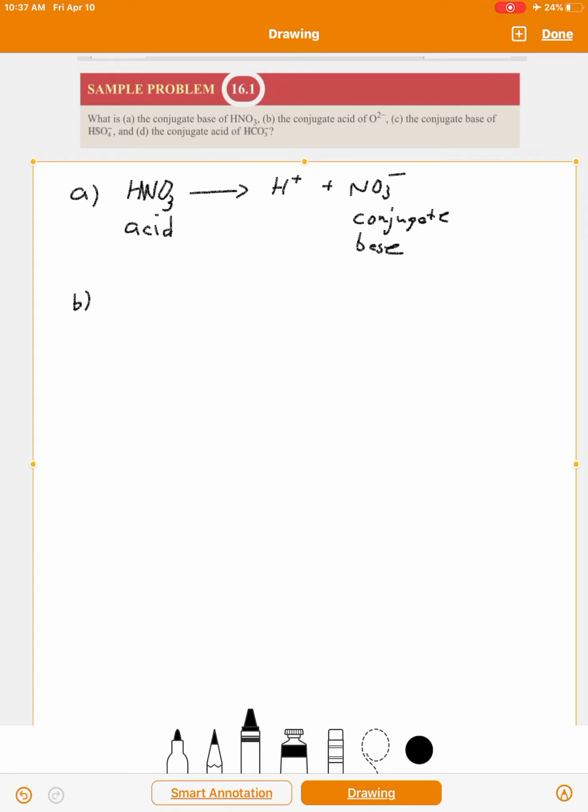Letter B, they're telling you to have oxide, and they want the conjugate acid. That means it's a base. And what does a base do? It accepts an H+. So if you accept an H+, you get OH, and the charge goes from -2 to -1. And that would be the conjugate acid.